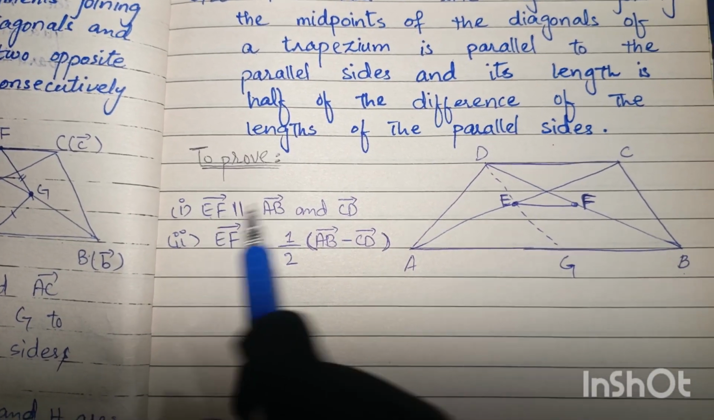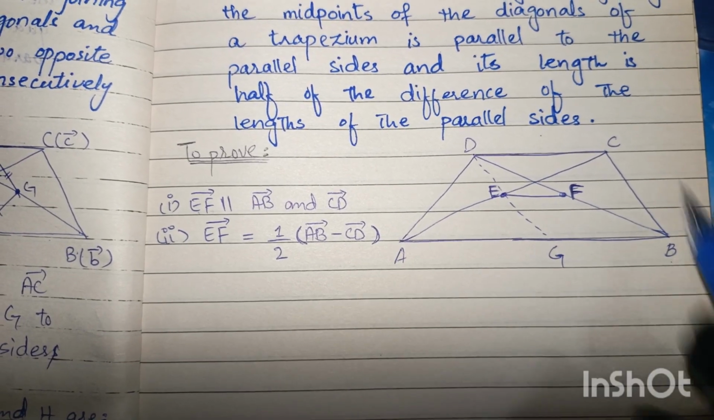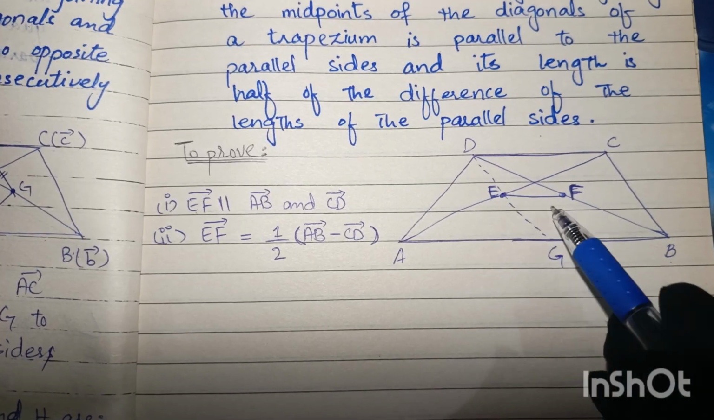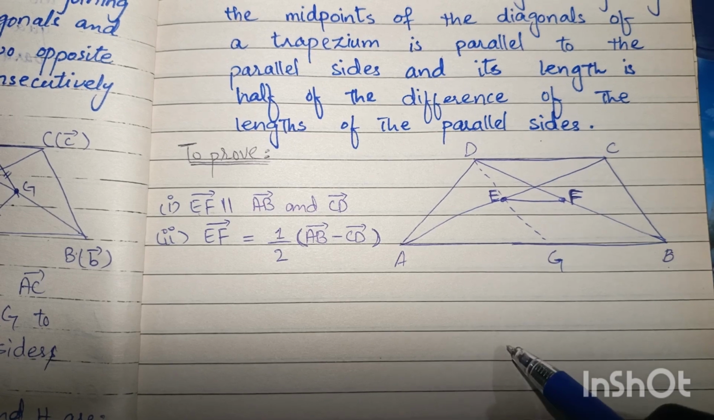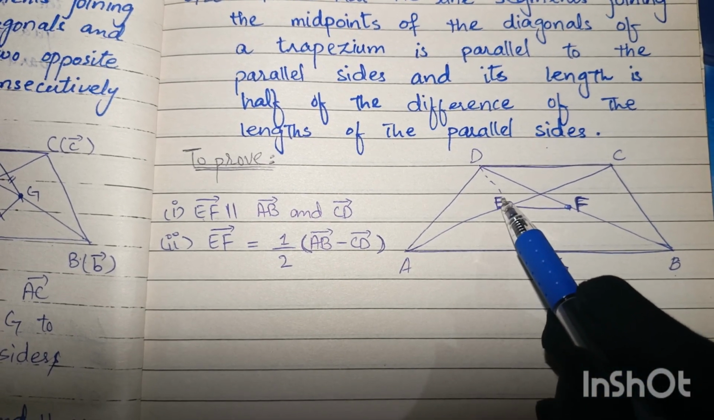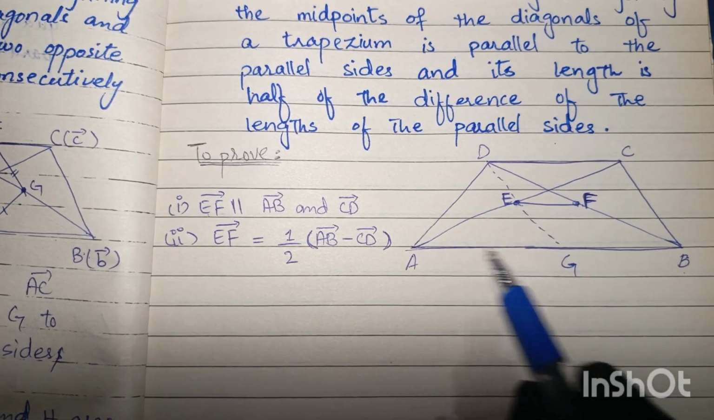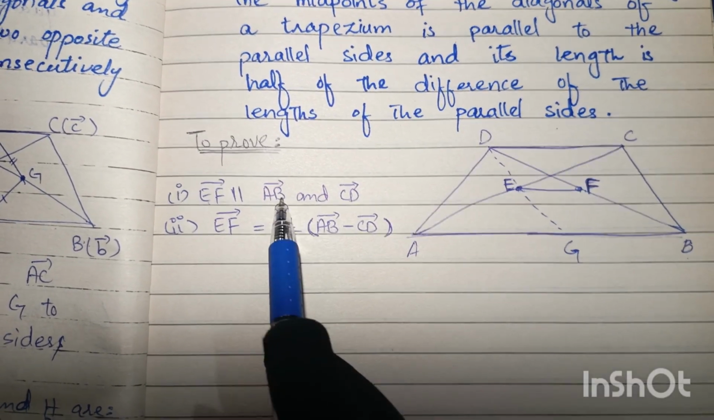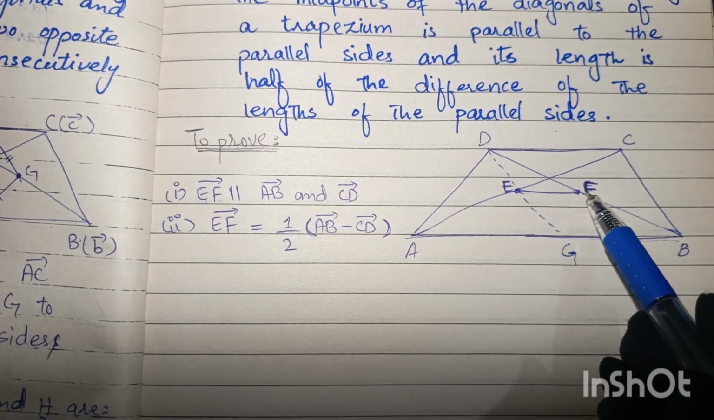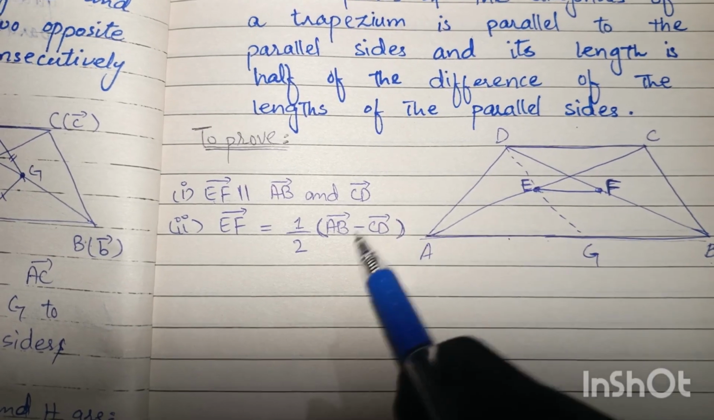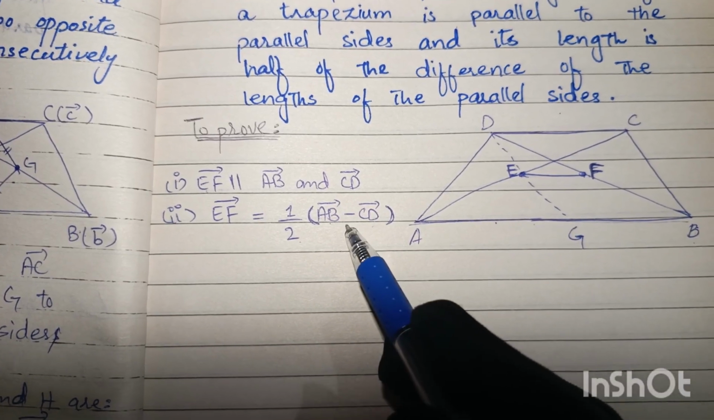Let us explain the diagram first. For example, ABCD is a trapezium, and F is the midpoint of diagonal BD, and E is the midpoint of diagonal AC, and we join the points E and F. So the line segment EF is parallel to AB and CD. And the second thing to prove is that EF is half of the difference of these two sides, meaning half of AB minus CD. We have to prove these two things here.